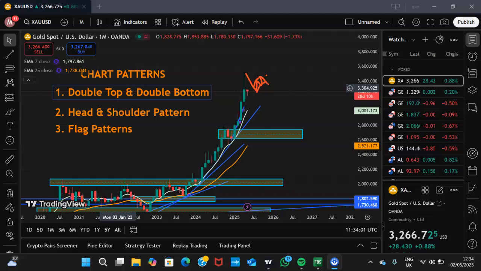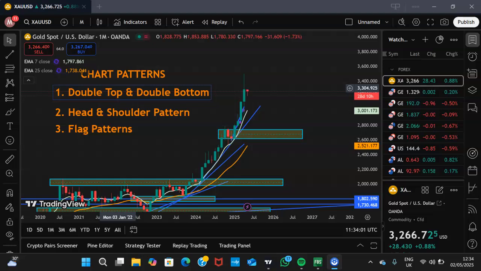Now most times you want to wait for a break below this area or a break below this new area here, and then you target towards the low with your stop loss somewhere above this area here. So this is the flag pattern. Now quickly let me see if I can cover the 5 of them before the end of this video.